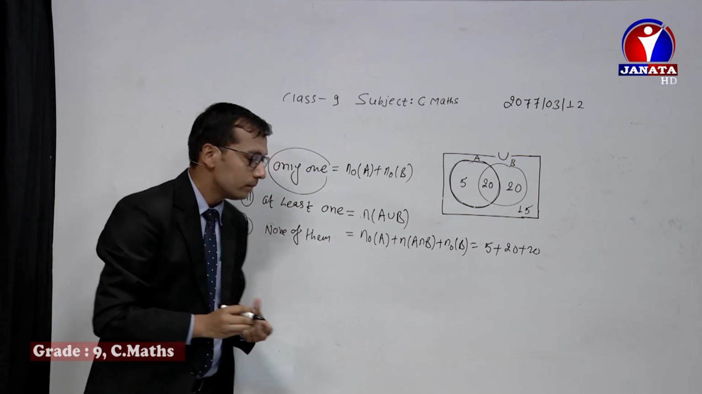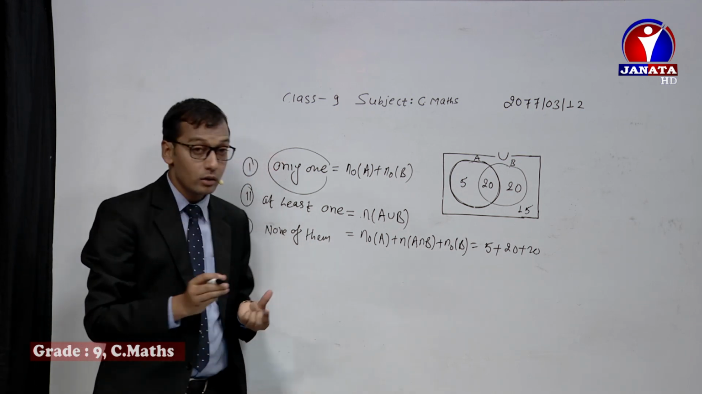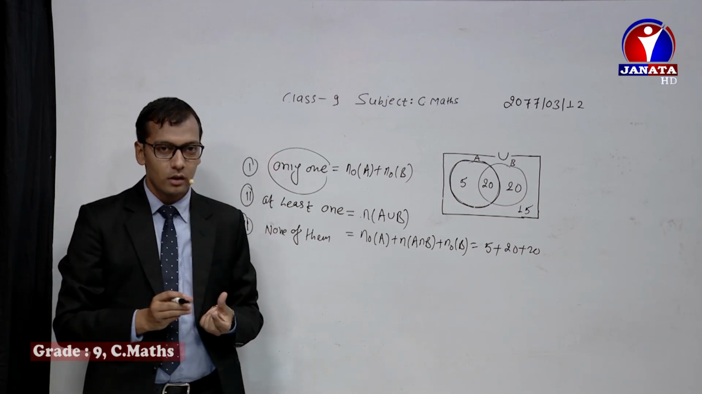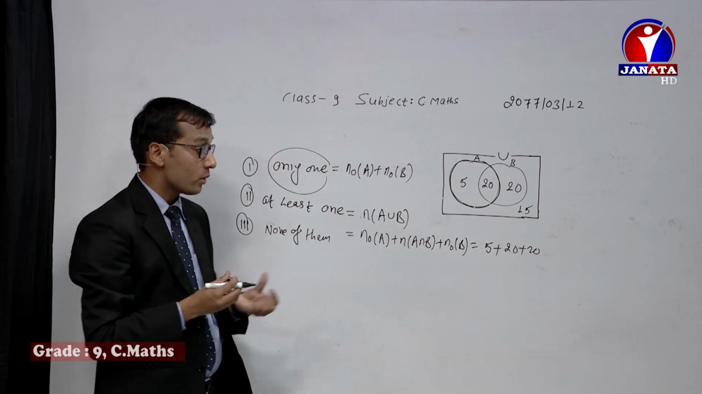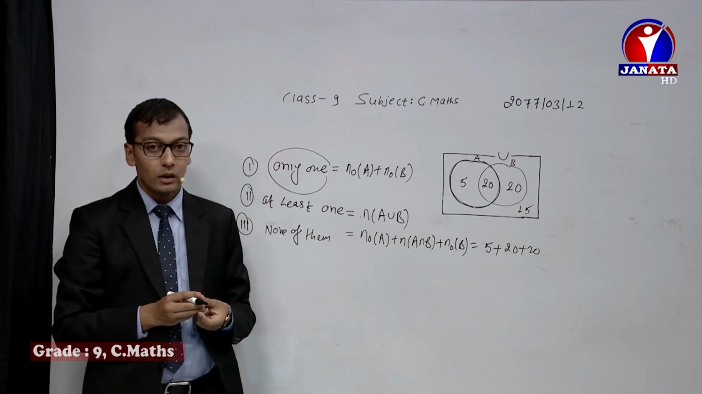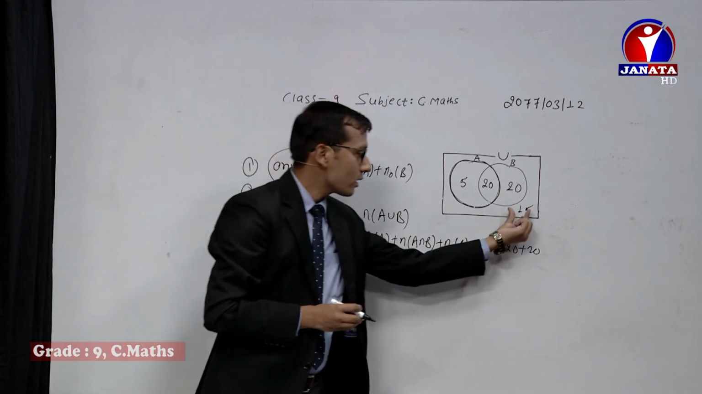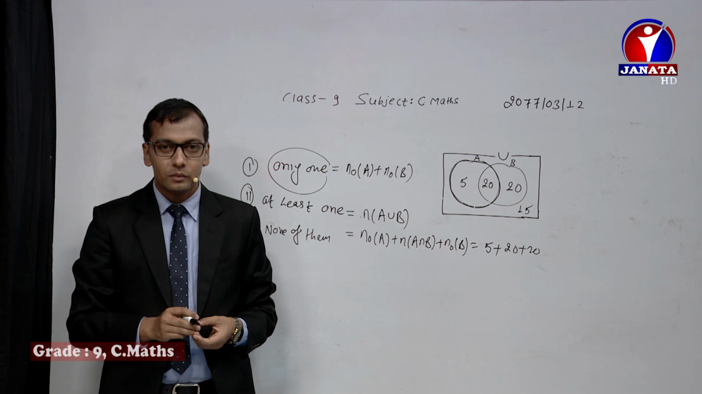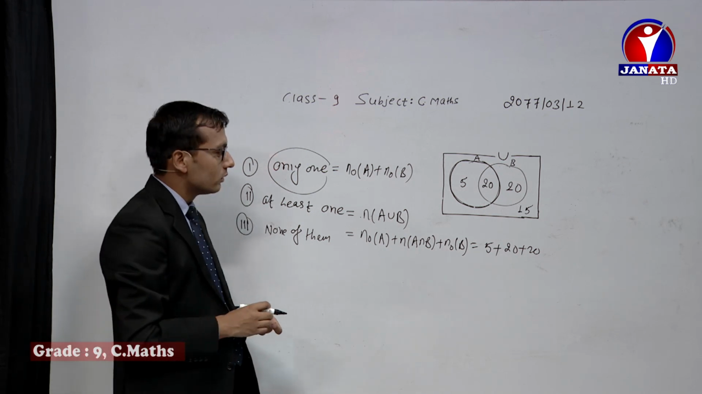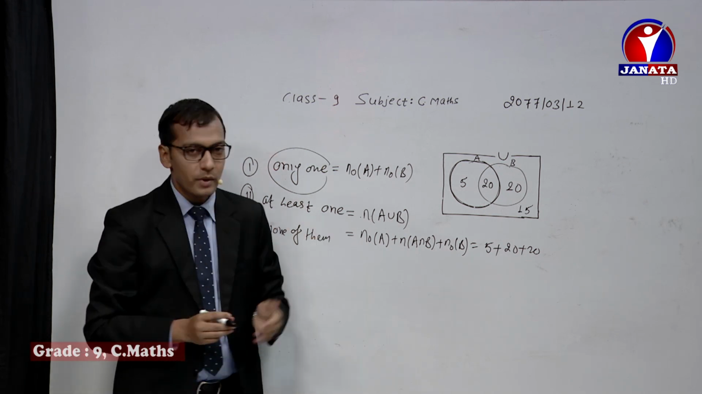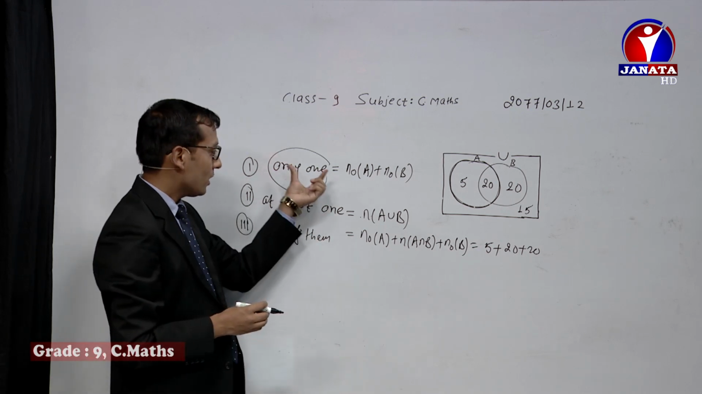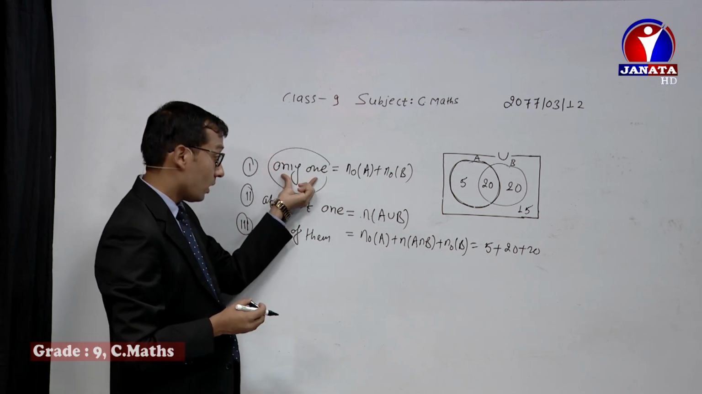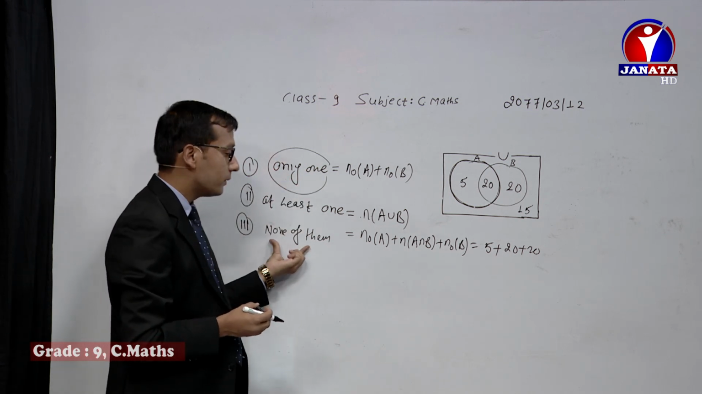Similarly, none of them. This is the negative word, none of them. If somebody asks what is the number of students who do not like any of the subjects, it's the complement, 15. So I tried to relate this to two different subjects, A and B, and I talked about three different key points here: only one subject, at least one subject, none of them.